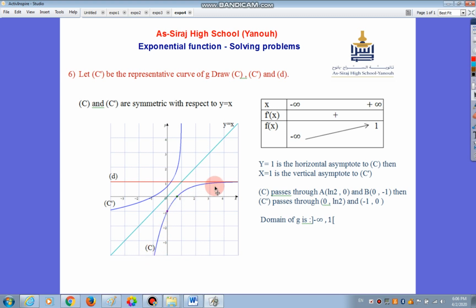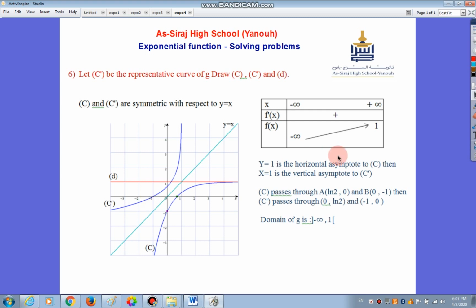Now, if I want to graph C prime, I should refer to the graph of C, taking the symmetry of C point by point. It's enough for us to take about 2 points. You know that the point A has coordinates ln 2, 0 and B 0, minus 1. But C and C prime should be symmetric with respect to y equals x. So A (ln 2, 0) belongs to C, then (0, ln 2) belongs to C prime. B (0, minus 1) belongs to C, then (minus 1, 0) belongs to C prime. So now I know this point and this point. They are two particular points of C prime.